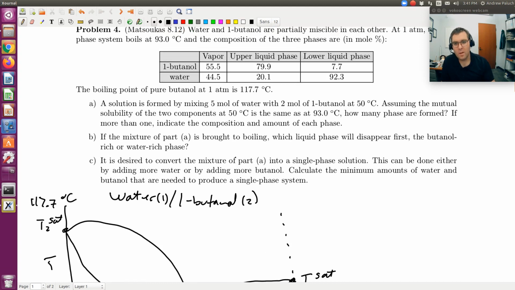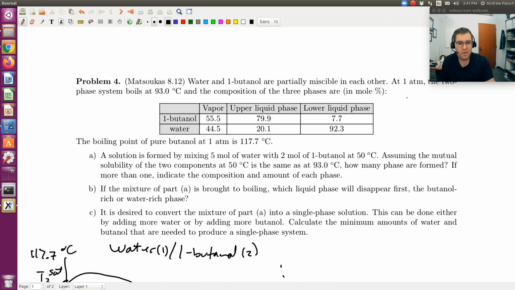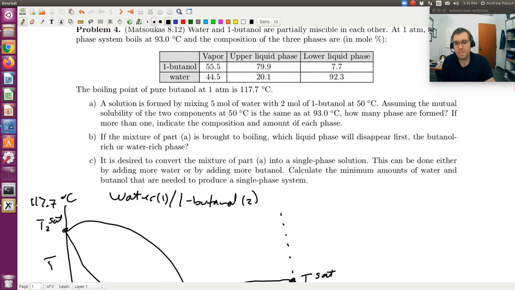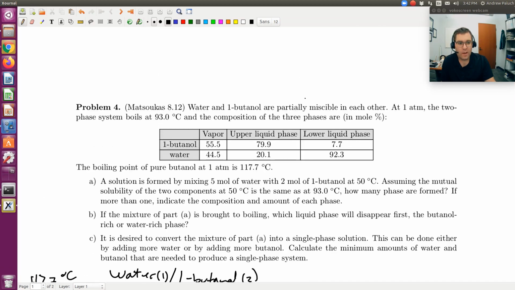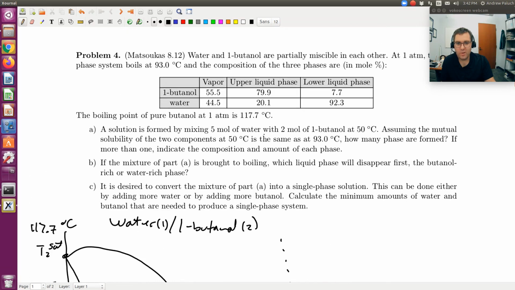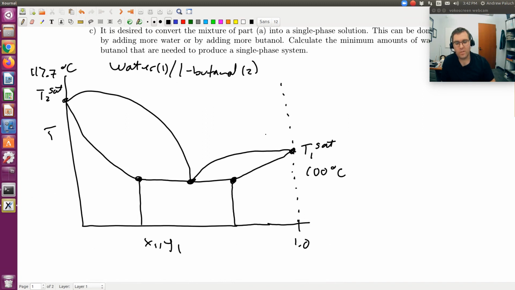Okay, the choice is rather arbitrary here, but you just need to be able to keep track of things. And then what we're given here is the same data. It's just a matter of what you're labeling as component 1 or component 2, right? Both of these are going to sum up to 100%. All right, so the two-phase system boils at 93 degrees C. What that's giving us is the temperature of this flat portion of our bubble line.